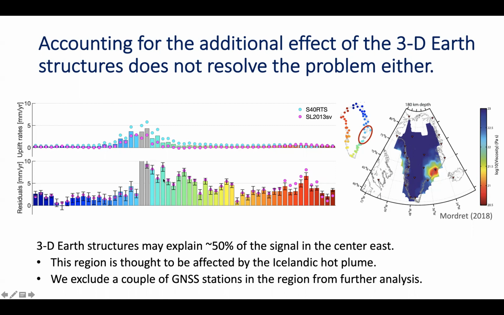But the fact is that this is also the same area that is being affected by the Icelandic hot plume. And so here you could see, at 180 kilometer depth, the mantle is really weak in this region. It is really important to realize that this effect is really localized, and it does not represent what happens in the rest of Greenland. So that's why we decided to exclude a couple of stations that have been most heavily affected by the Icelandic hot plume effect from further analysis.